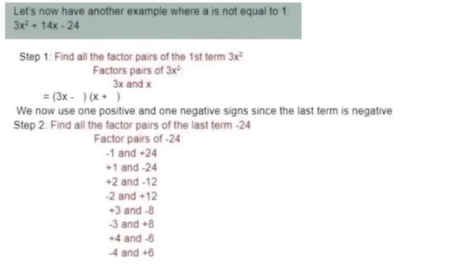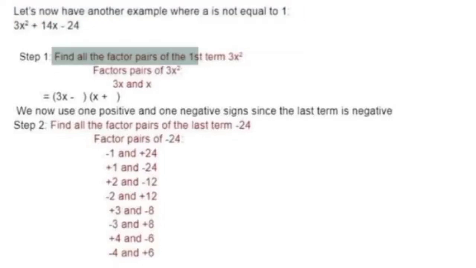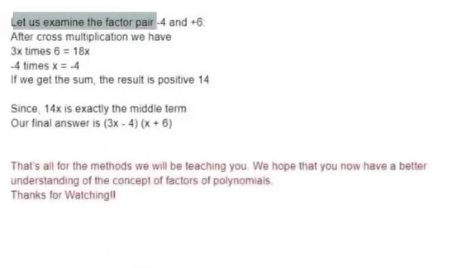Let's now have another example where a is not equal to 1: 3x squared plus 14x minus 24. Step 1 is the quantity 3x times the quantity x. We now use one positive and one negative sign since the last term is negative. Let us examine the factor pair negative 4 and positive 6.